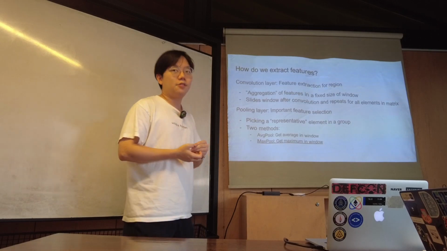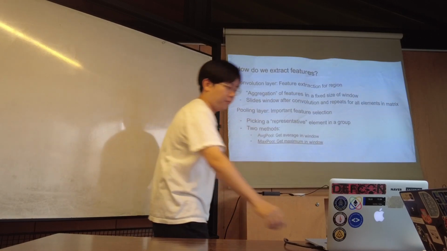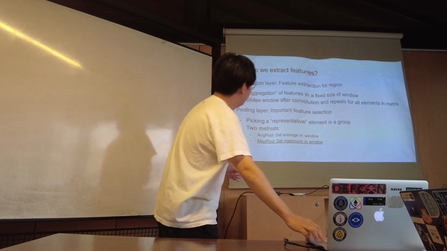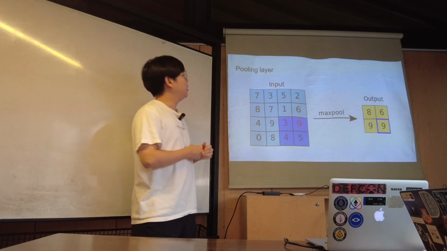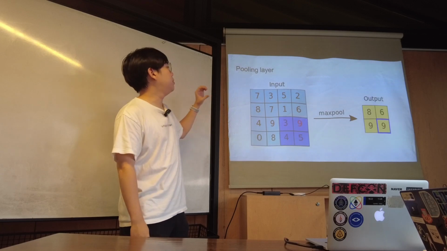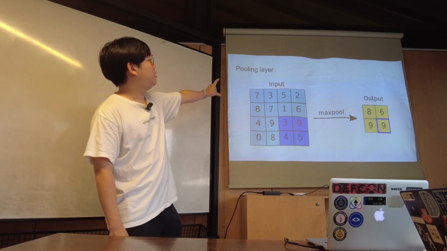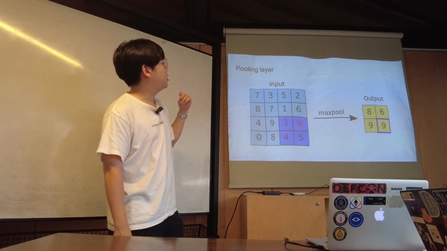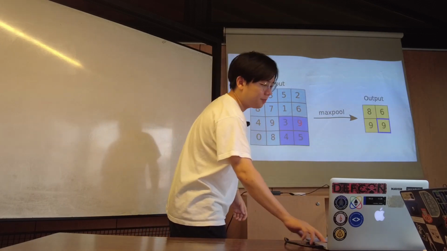There are two methods. You want to get an average within the window, or you want to get the maximum within the window. So how this works, if you have a pooling layer, you have an input, and you want to output the maximum value within the window. So it's a 2x2 window for the 4x4 image. You get an output as on the right-hand side.